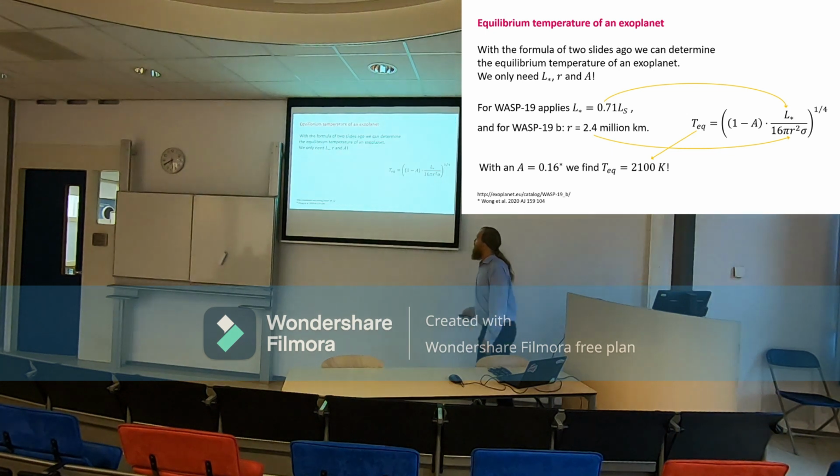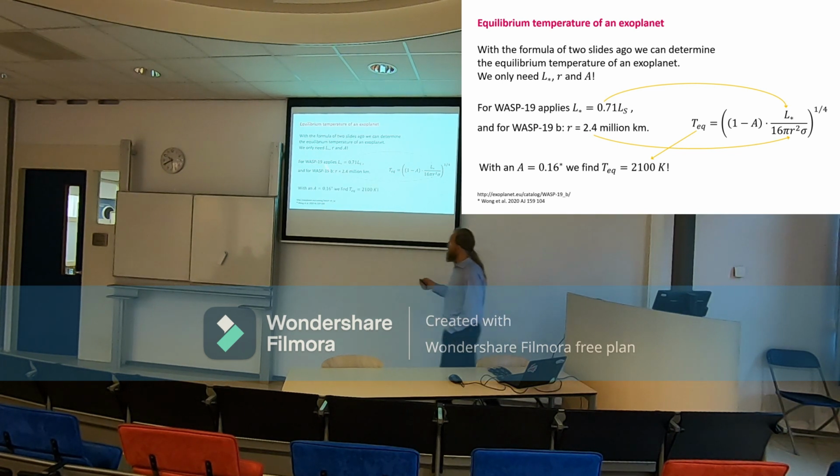So we have this formula. Let's stick with WASP-19. We know the luminosity of the star, slightly less than the sun. This is for the planet, see the b. This is the distance. It was very close, so we're expecting something. So we'll put those numbers in here, and then we find this.